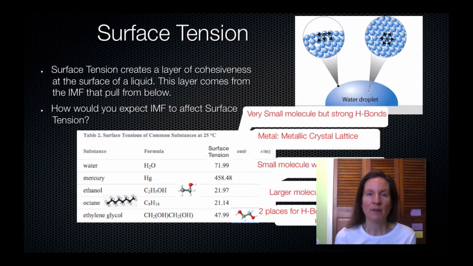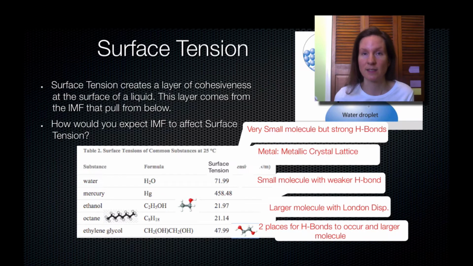And since IMF is our property of how things stick together, how strong the force of attraction between the different particles is determines how big a surface tension you have in that substance. On the bottom of the screen you have a chart of different formulas and different substances and what their surface tension is.